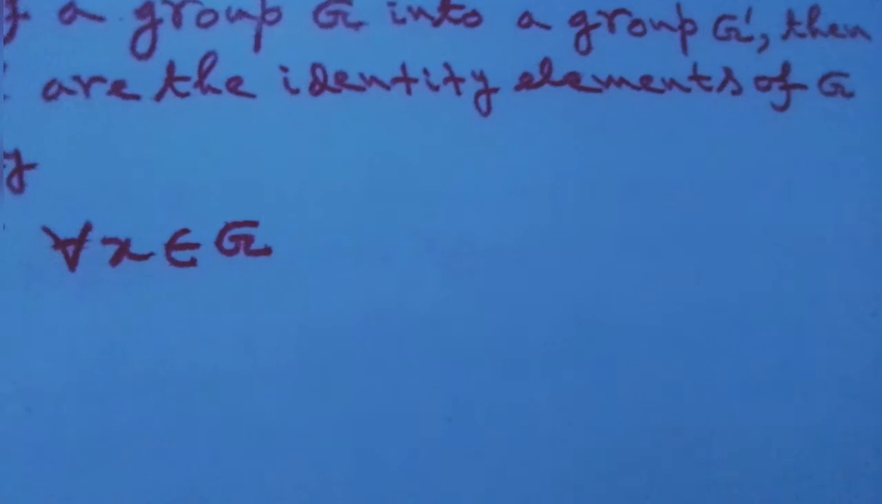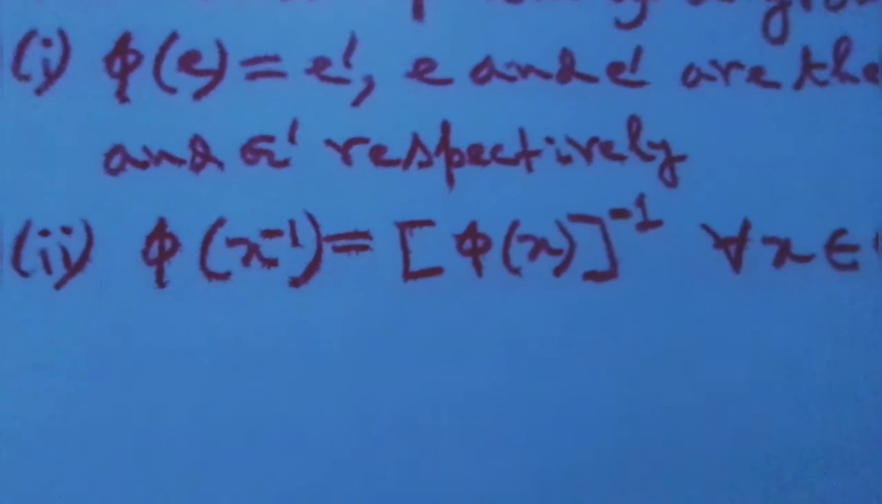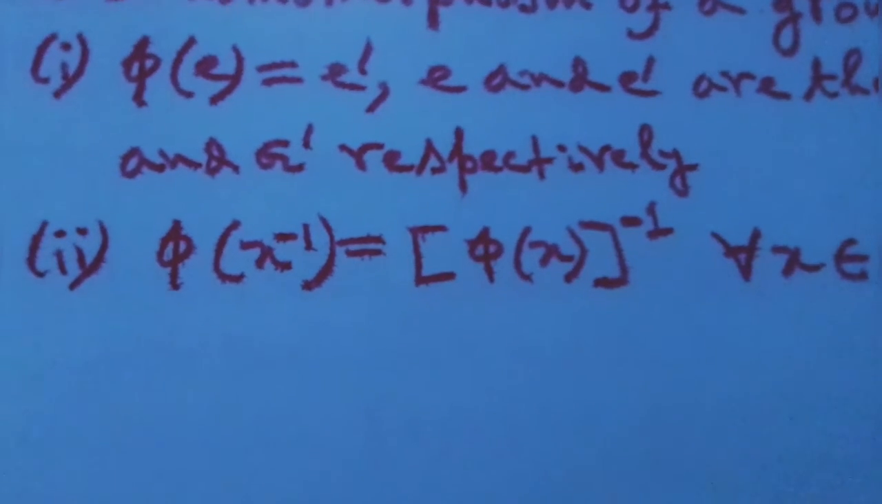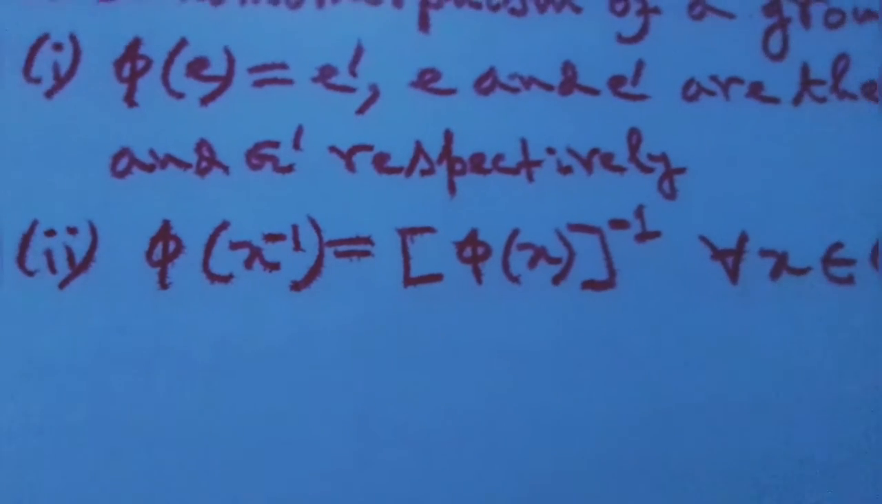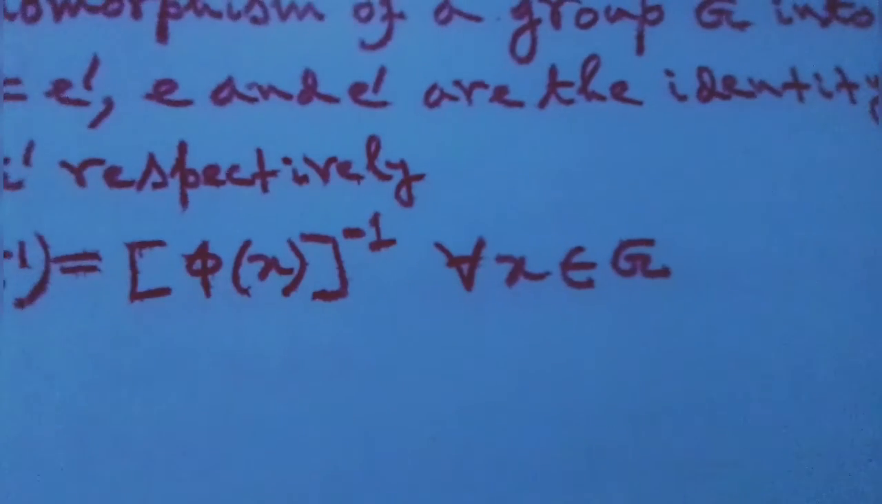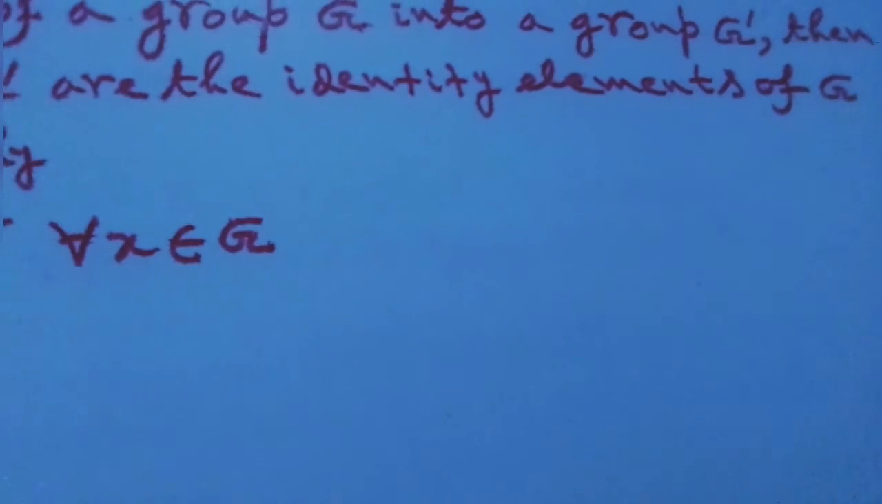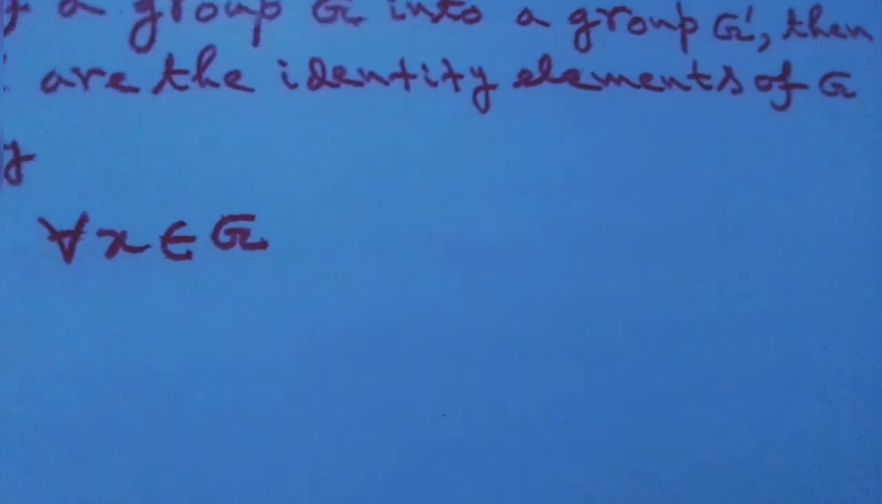there is a type of homomorphism G into G dash, then we can say that phi of E, that is phi of the identity element, is equal to E dash, where E and E dash are the identity elements of G and G dash. That means E is the identity element of G and E dash is the identity element of G dash respectively.